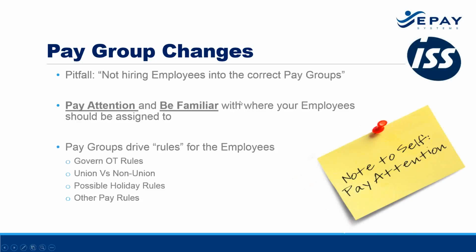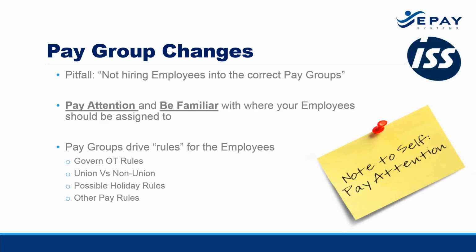So one key thing to keep in mind is pay attention and be familiar with where your employees should be assigned to. When you look in the system and you see an employee assigned to the wrong pay group, don't be mum about it. Don't stay quiet. Go ahead and address the issue, and put in a help desk ticket so that we can get that corrected ASAP. Pay groups, once again, drive the rules for those employees.